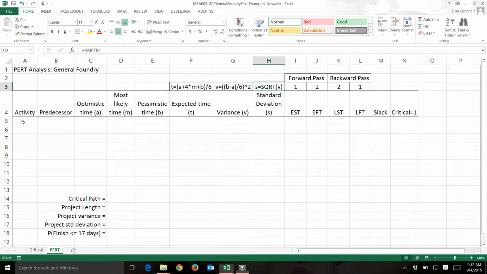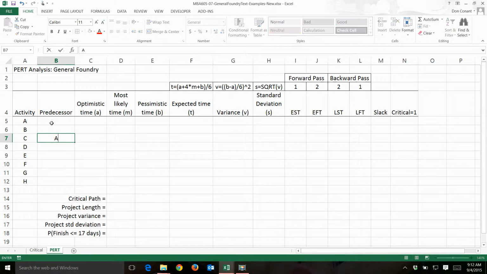So let's go ahead and enter in our activities. We have A, D, E, F, G, and H. The same predecessor setup. A and B do not have a predecessor. C is preceded by activity A and B, for D, C, for E, C, for F, C, D and E for G, and F and G for H.